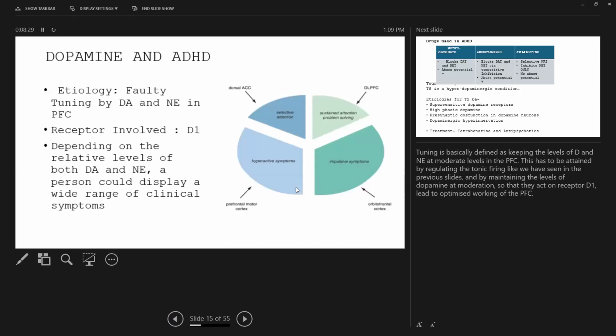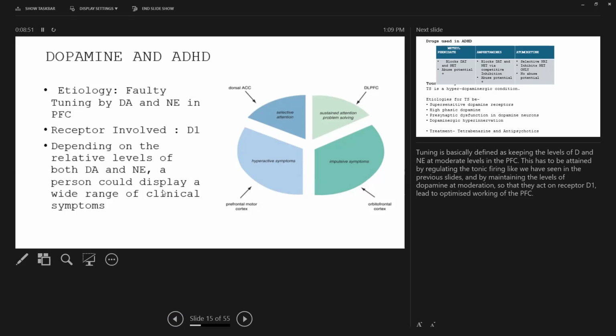Now, the role of dopamine in ADHD. The dorsal anterior cingulate cortex helps in selective attention. The dorsolateral prefrontal cortex helps in sustained attention and problem solving. The prefrontal cortex is involved in hyperactive symptoms, and the orbitofrontal cortex in impulsive symptoms.